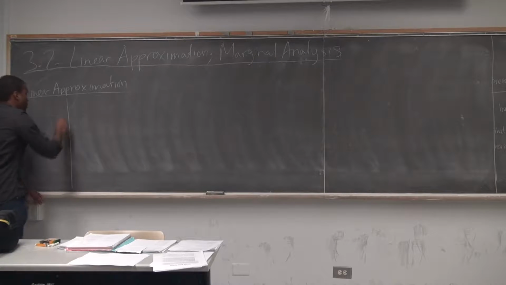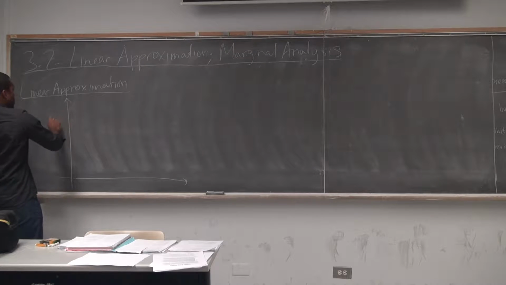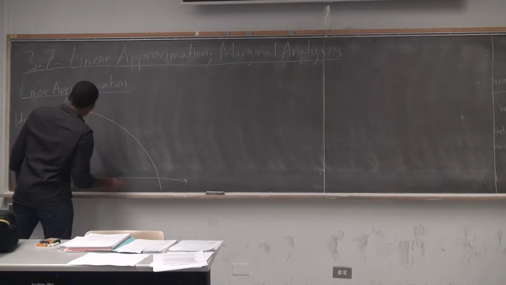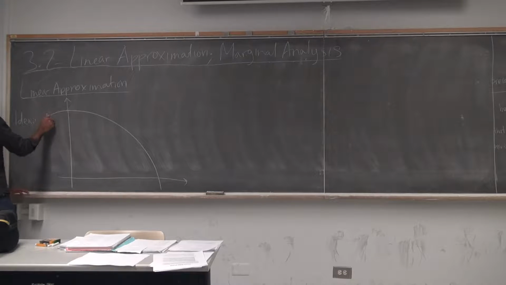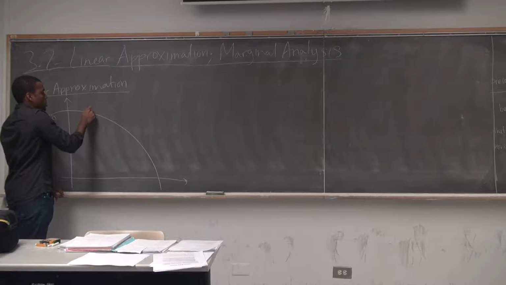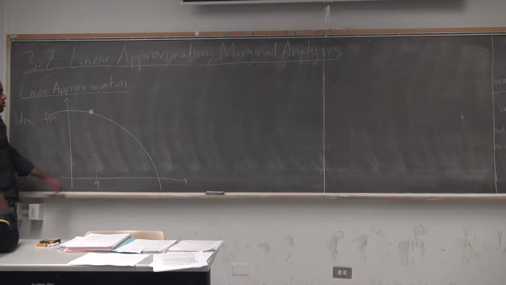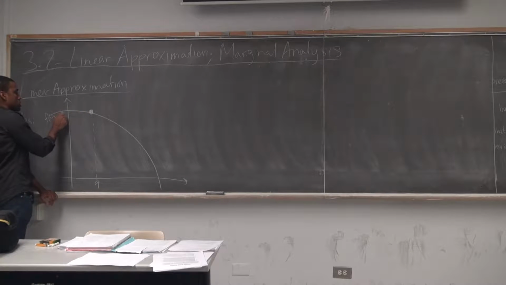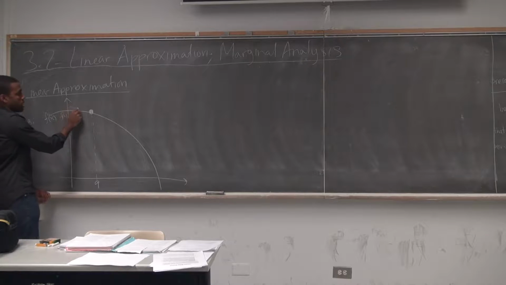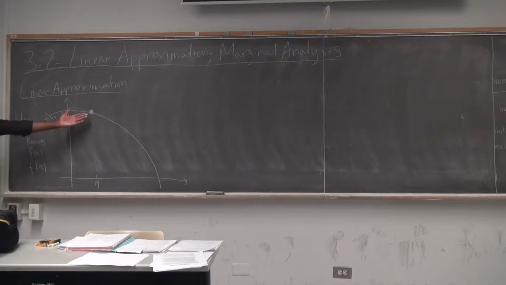Here's the idea. I have a function that's doing something, could be doing whatever. This is my f of x. There's some point that I know about this function. Let's call that point A. At that point, I know what f of A is, and I also know the slope of the tangent line at that point. So I know f prime of A. So that point is a nice point.